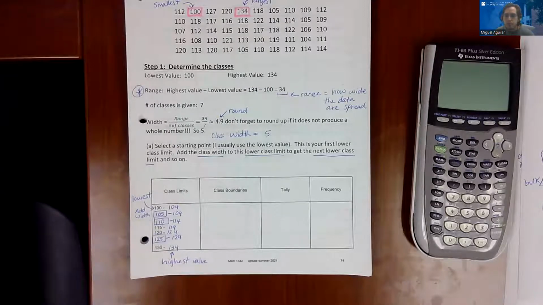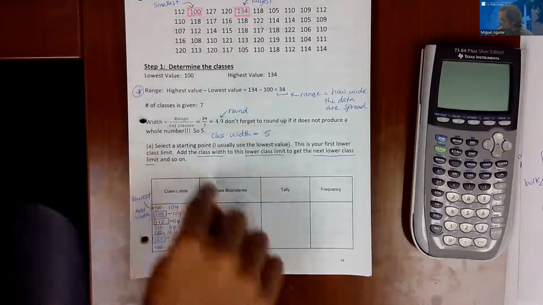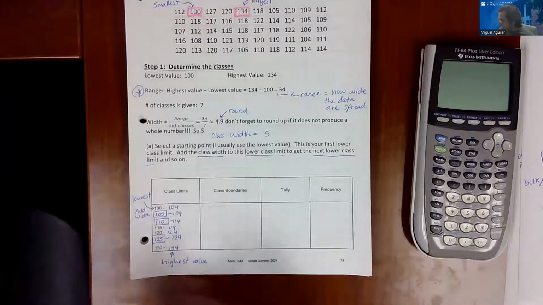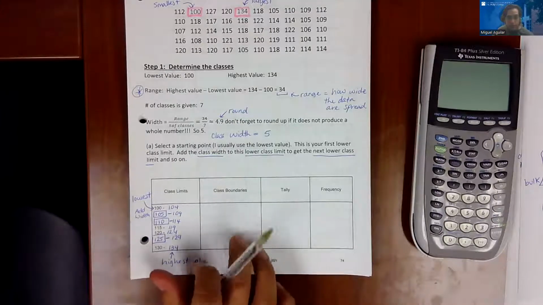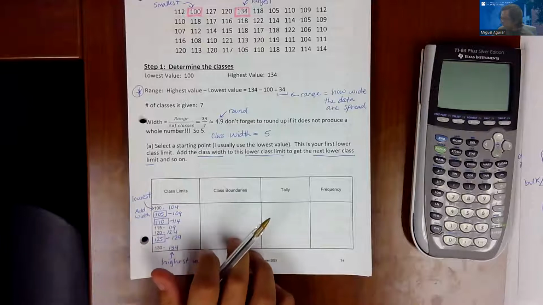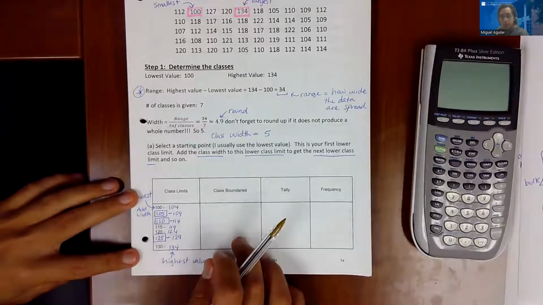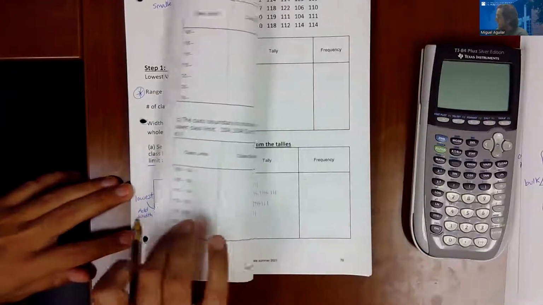Okay. Now, as far as constructing the boundaries, that's our next step, right? We need to figure out how to do this. Now, the class boundaries are going to be midway between an upper class limit and the subsequent lower class limit. Okay, what do I mean by that? Let's go ahead and move to the next page.